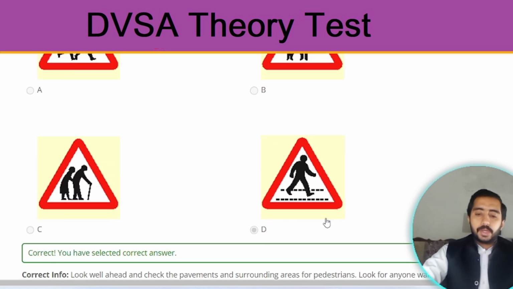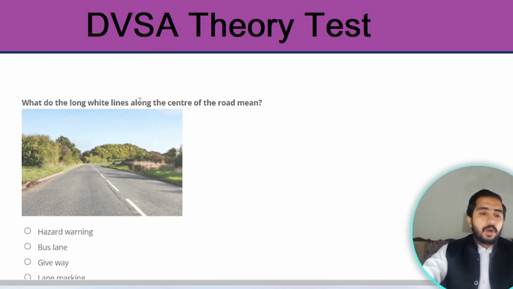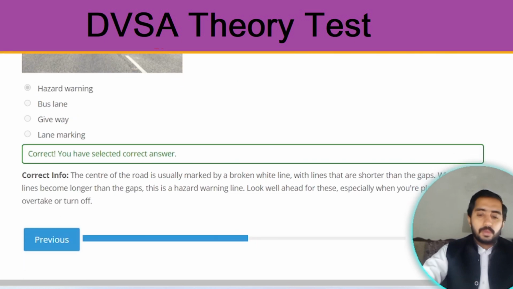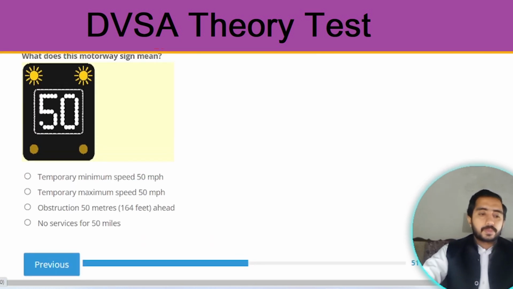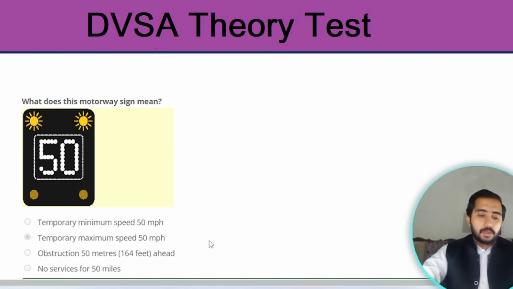This question is repeated. So, our next question is, what do long white lines along the center of the road mean? It means hazard warning. Option A. Next one. What does this motorway sign mean? Okay, this sign, 50, is represented by the speed limit in mph, and temporarily this is the maximum speed limit. Next one.